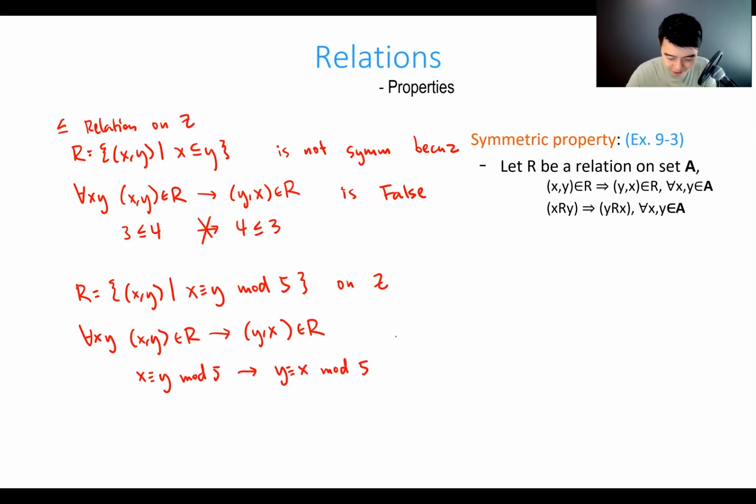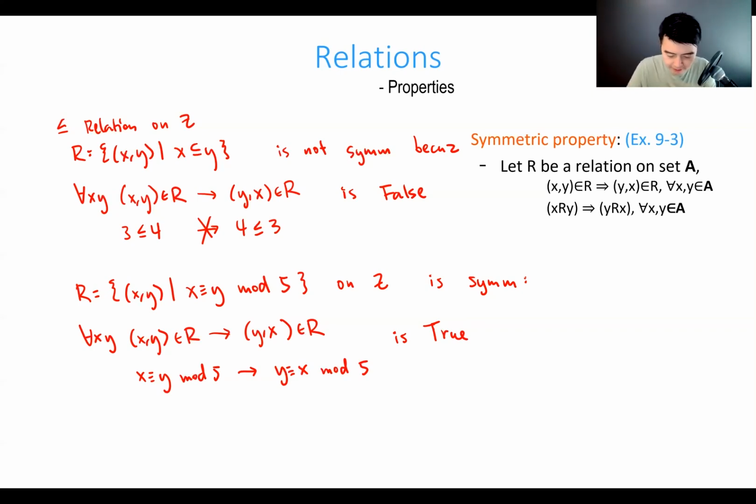And again, this is true. This is a true statement. So this is symmetric. Okay, so this is a symmetric relation because this statement is true. Now, again, I said that every time something is true, there's probably a mini proof that goes with it. So again, let's think about what the mini proof would be.